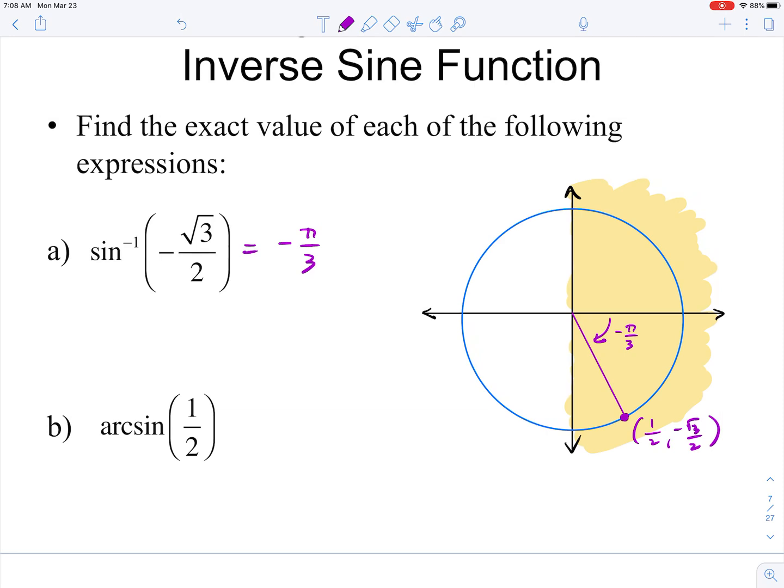It would be incorrect to say the coterminal angle, the positive angle between 0 and 2 pi, 5 pi over 3, because 5 pi over 3 is not in the range of inverse sine. So inverse sine of negative root 3 over 2 is only equal to negative pi over 3. And if you were to type that into your calculator in radian mode, it'll give you the approximation of negative pi over 3. If you were in degree mode, it would give you negative 60 degrees.